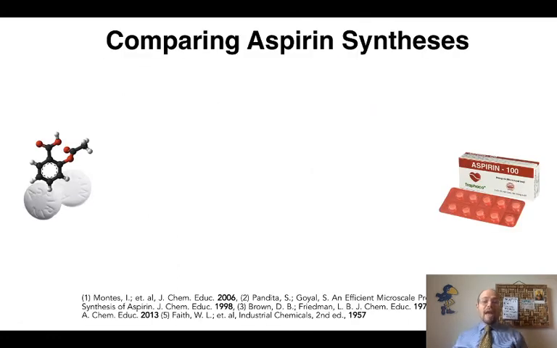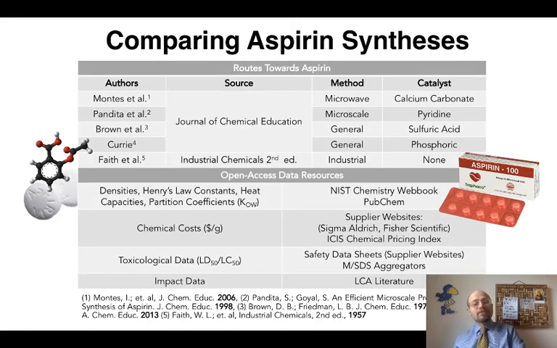So to compare different aspirin syntheses through an LCA and evaluate the sustainability and safety, we're going to need to look at some data. In this case, we're going to take data from a couple of different sources. First are going to be 4 different procedures to make aspirin that are used in the general chemistry laboratory. And you can see they're each a little bit different. They each have a different catalyst. In this case, calcium carbonate versus pyridine, which is basic, versus sulfuric acid, which is strongly acidic, and then also phosphoric acid, which is going to be weakly acidic, so a variety.